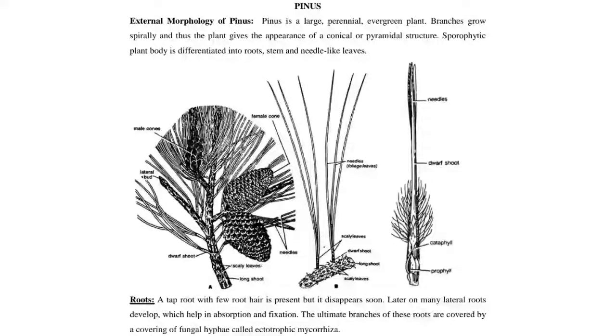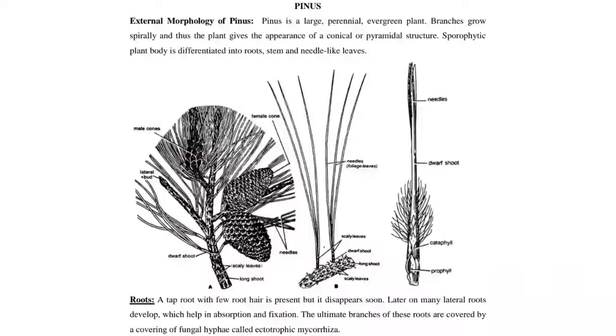Pinus. External morphology of Pinus. Pinus is a large, perennial, evergreen plant. Branches grow spirally and thus the plant gives the appearance of a conical or pyramidal structure. Sporophytic plant body is differentiated into roots, stem and needle-like leaves.